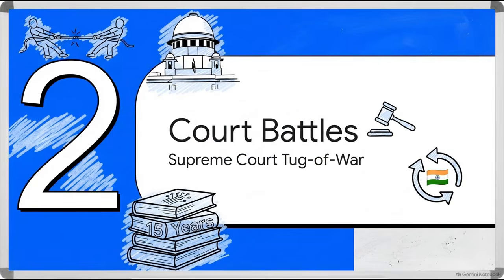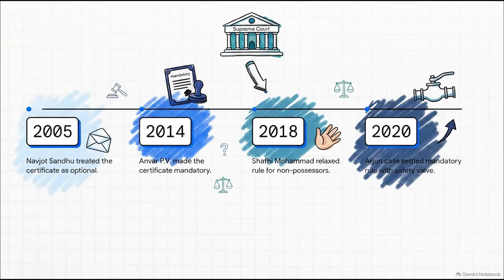Which brings us to Section 2, 15 years of court battles, or as I like to call it, the Supreme Court's doctrinal tug-of-war. It's wild, but one single statutory phrase triggered over a decade of genuine doctrinal instability. Over 15 years, the Supreme Court actually had to step in 4 separate times to nail down exactly how strict this certificate rule was supposed to be.